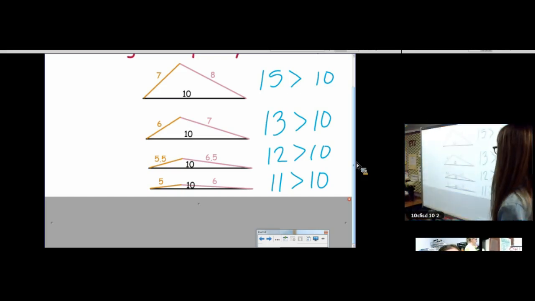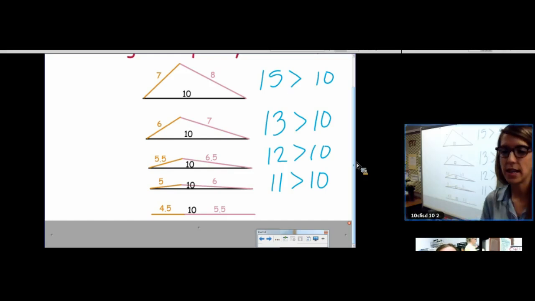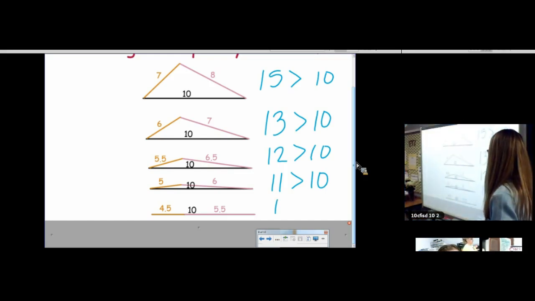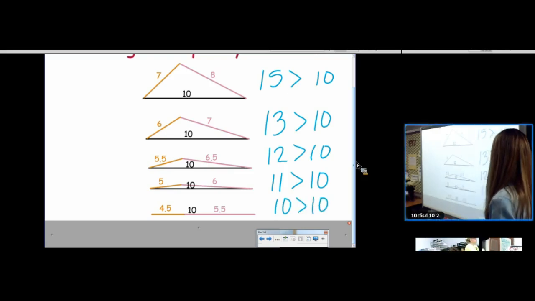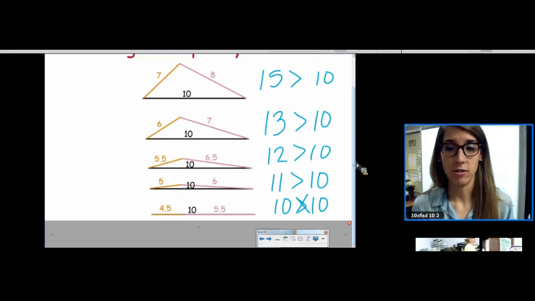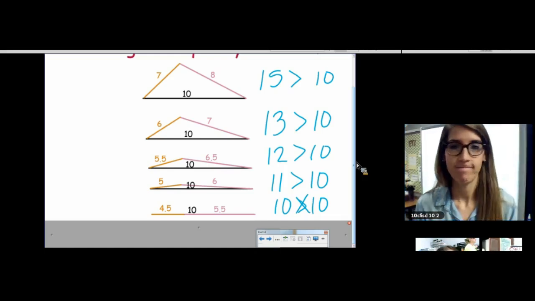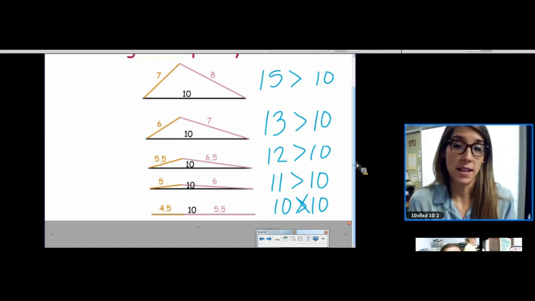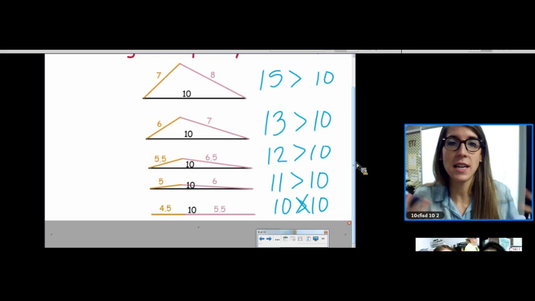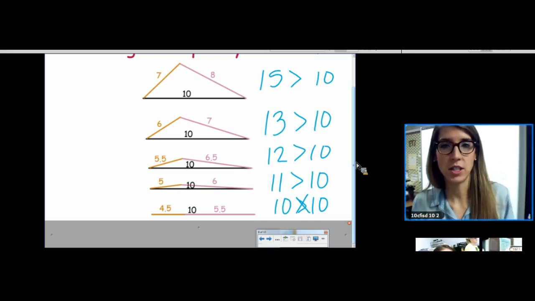What am I going to do next? Oh, my goodness. 4.5 plus 5.5. It's 10. Is 10 greater than 10? And did I form a triangle? Is that a triangle right there? No, it's a segment. So it does not form a triangle. So if we had to write a theorem about this, we would probably say that if you add two sides of a triangle, the sum must be greater than the third side.